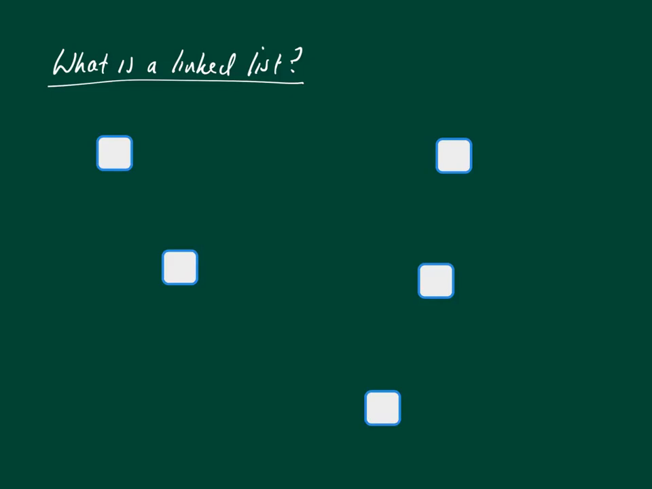And each part of the array contains an identifier that tells the computer where the next part of the array, or the next part of the data structure, is stored. And this is called a linked list.